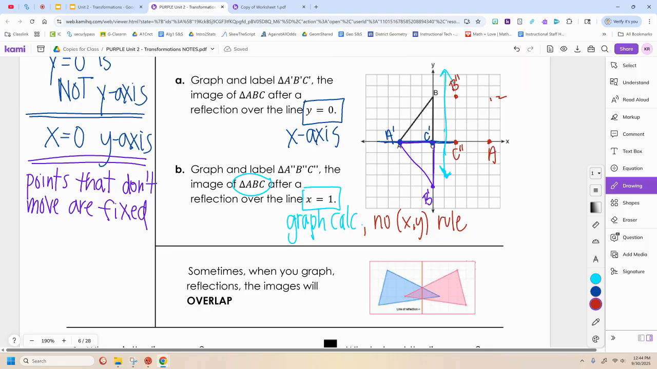Here is A double prime. So I have a side length of 3 and a side length of 4. And BA is actually 5 because it's a Pythagorean triple.